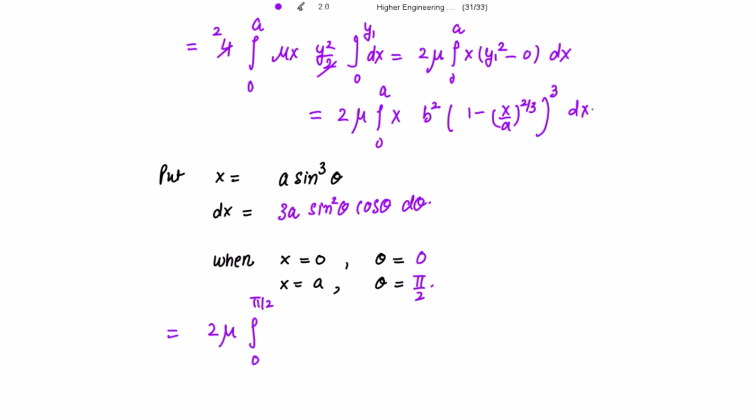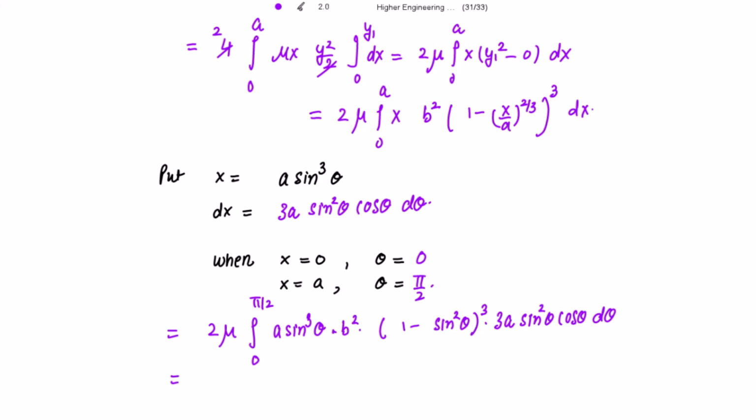And instead of x, writing a sine cube theta, b square. Okay, this is 1 minus a sine cube theta over a, then a will be cancelled out with the denominator a, right? And then I have sine cube theta to the power 2 by 3. The 3 will be cancelled in the power, so I get sine square theta, and power 3, and dx is 3a sine square theta cos theta d theta.